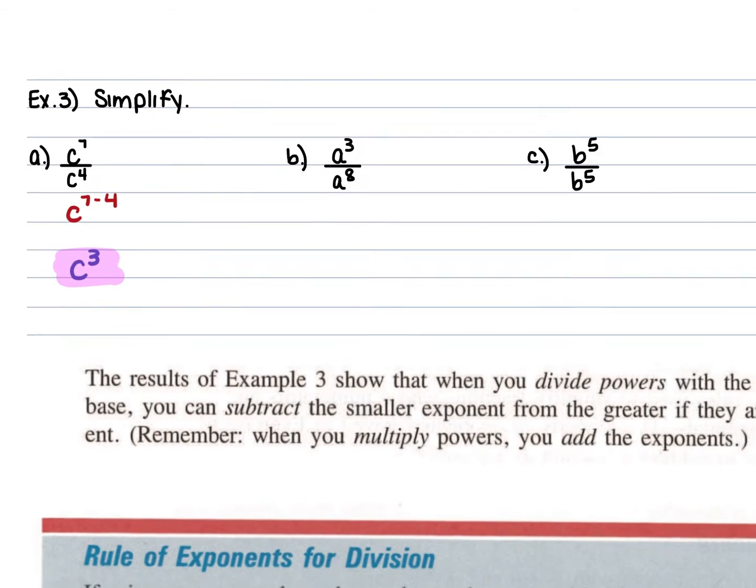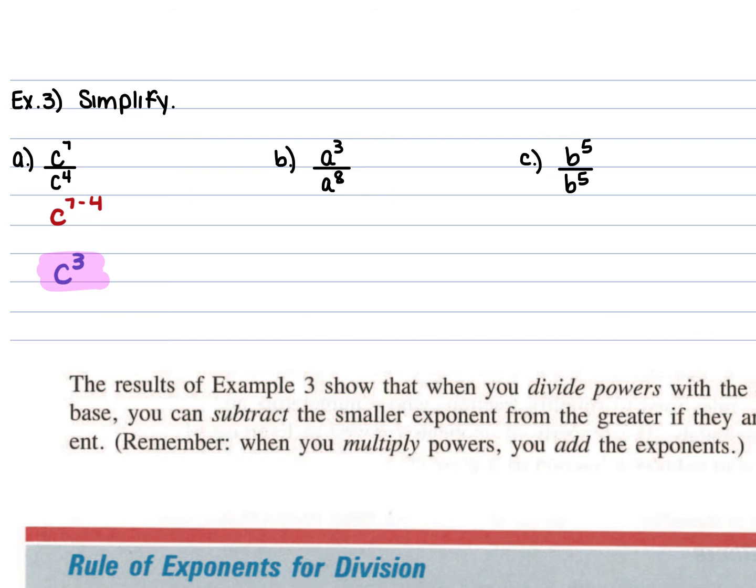For example b, we have a to the 3rd power over a to the 8th power. So our a is the same in the numerator and the denominator, so we keep a. We subtract the 3 and the 8. 3 minus 8 is negative 5, so that's a to the negative 5th power. In order to turn that power to be a positive, because you cannot leave a negative power in your answer, you have to take the reciprocal of the term, and that will turn that negative power into a positive power. So this becomes 1 over a to the 5th power.